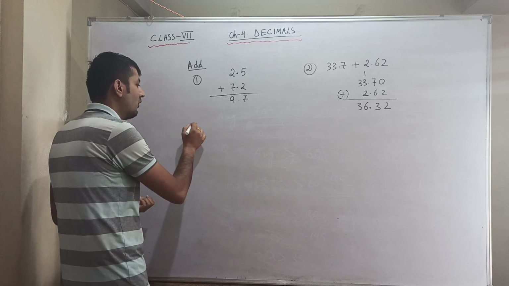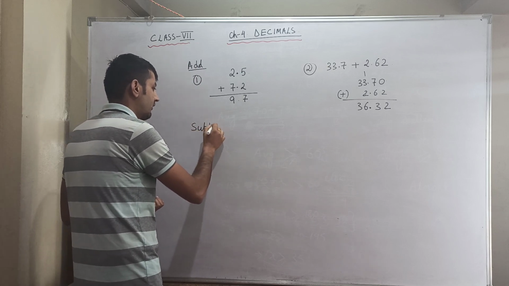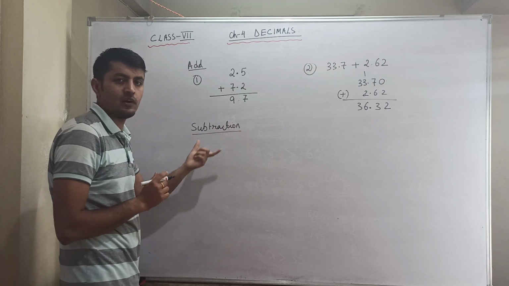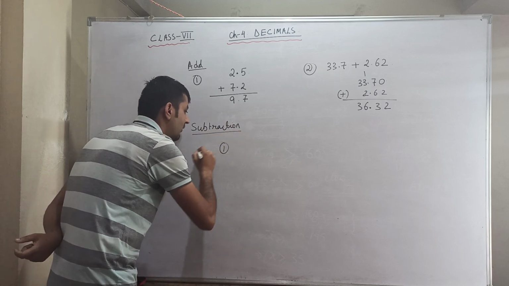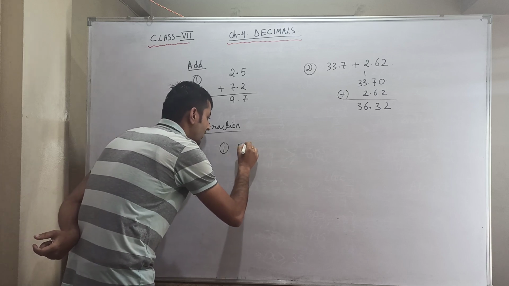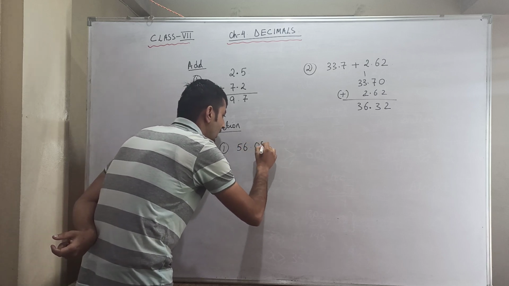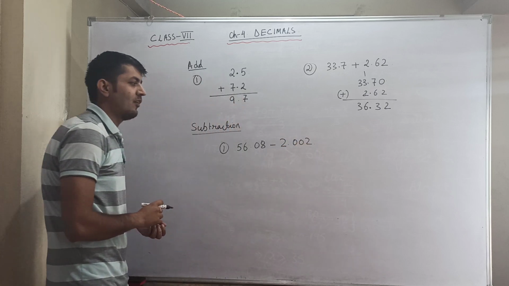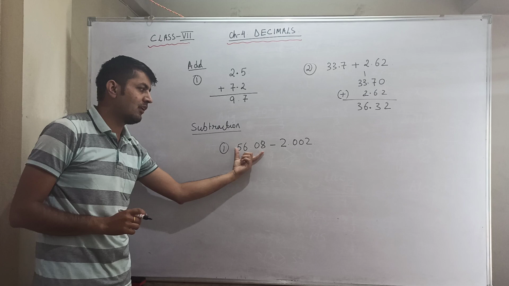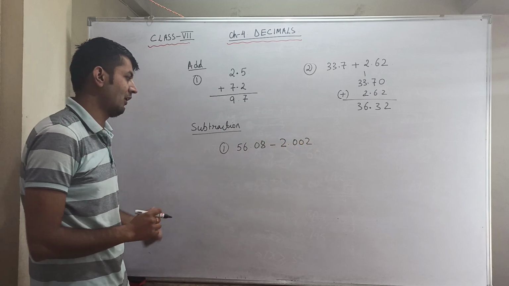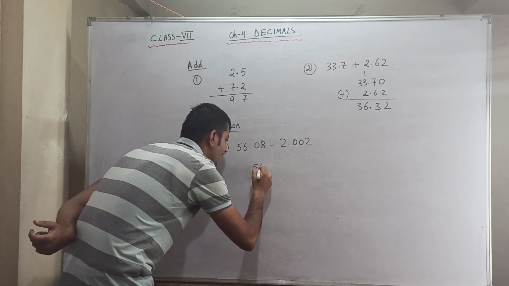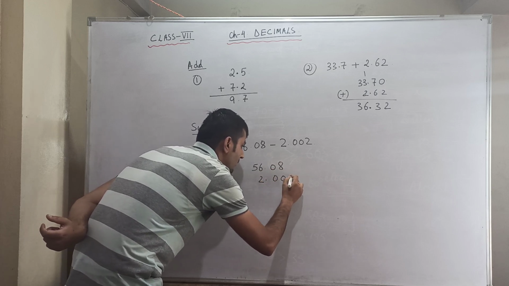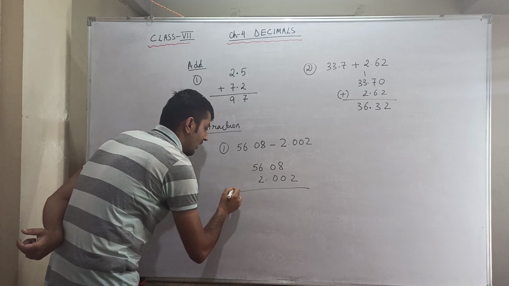Now let us go to subtraction. Same way you have to do subtraction also. Suppose they ask you 56.08 minus 2.002. You have to subtract this from this. How do you do it? Let us try: 56.08, then 2.002. Now you do the subtraction.